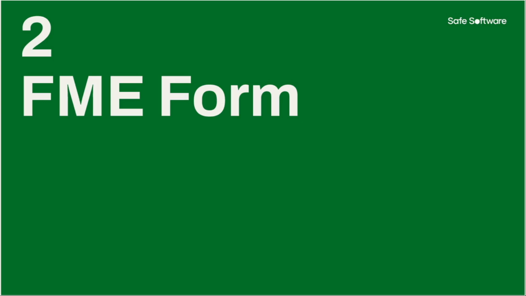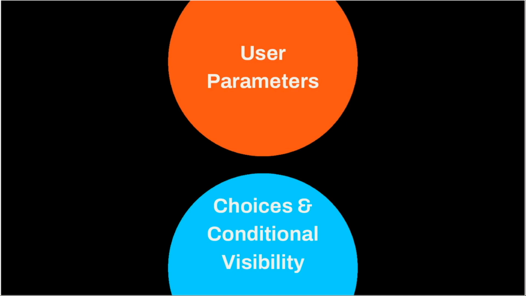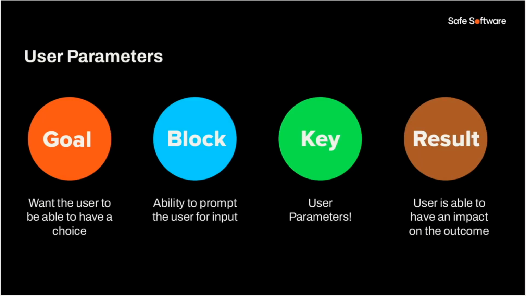Thanks, Natalie. Yeah, so I will be going over specifically user parameters, and again, specifically the choice type, as well as the feature for conditional visibility. So what is our goal, block, key, and result here that we are looking for? We want our users to have a choice, the ability to prompt the user for input in our workspaces. So the key here is user parameters. The user is able to have an impact on the outcome by being prompted for their input.